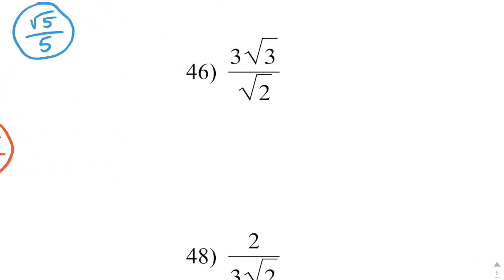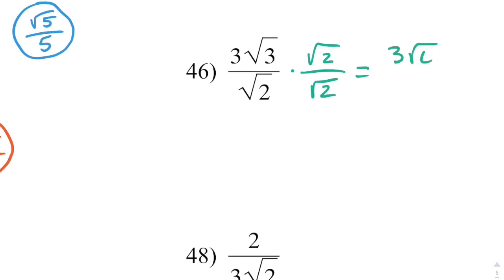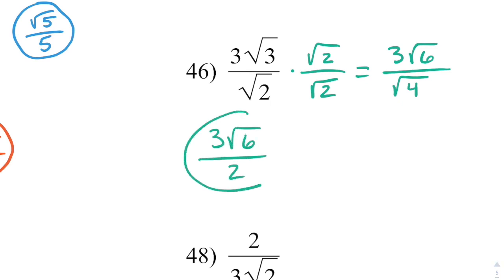All right, 46. I'm going to multiply by the square root of 2 over the square root of 2. And I'm going to get 3 square roots of 6 over the square root of 4. Square root of 4 is 2, so I'm going to get 3 square roots of 6 over 2. And that's it. That's its most simplified form.